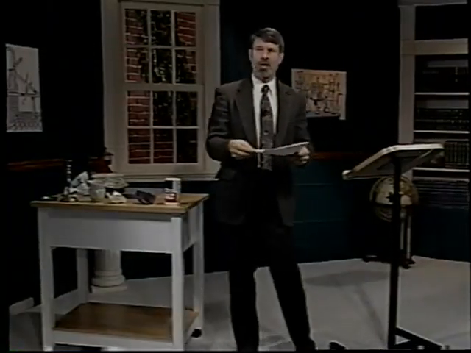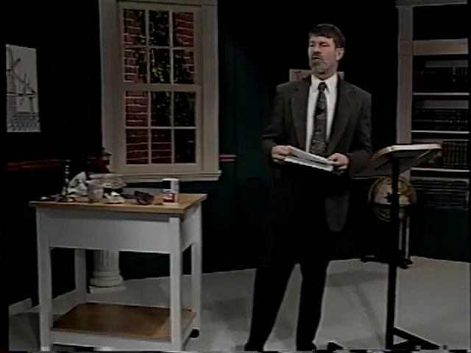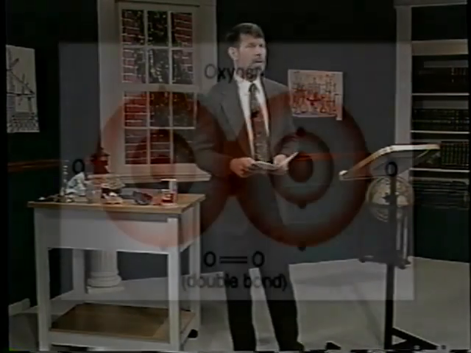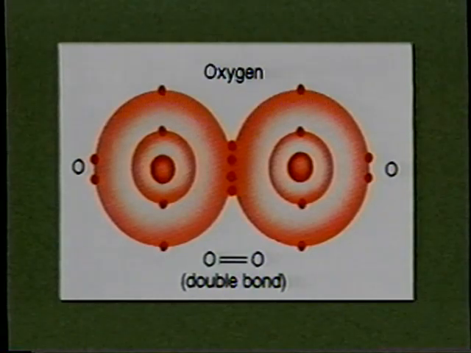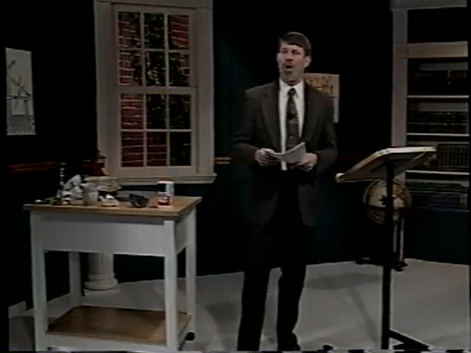Covalent bonds occur in many, many different kinds of materials. For example, in the atmosphere, the most abundant gas, nitrogen, N2, has a covalent bond between two nitrogens. Oxygen that we breathe, O2, has a covalent bond between two oxygens. Another example, a very important example, is water.